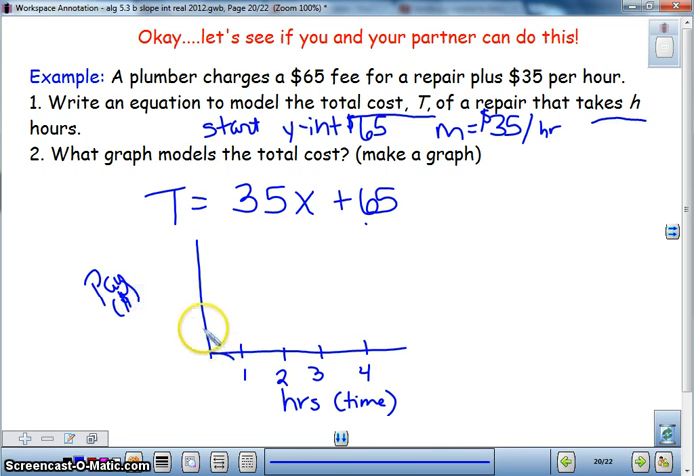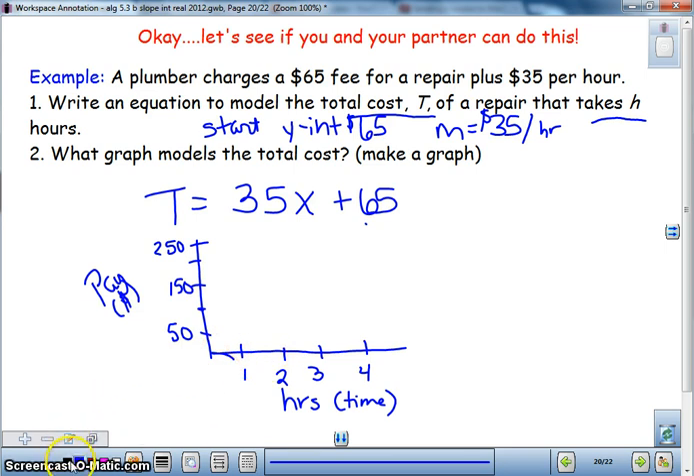Now you want to think, what should our scale be as I'm going up? If I'm looking at this, he gets $65 to start off. So maybe I want to go by 50. So I have $50, I have $150, I'm going to have $200 and $250. So I can see it's going up in increments of 50.